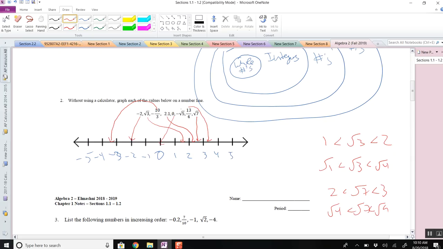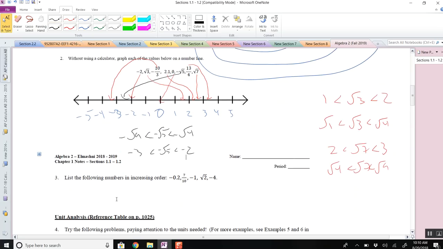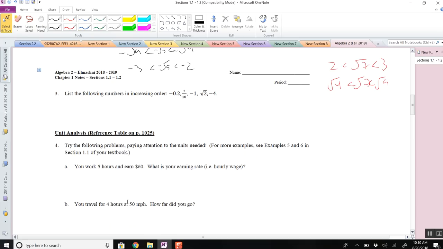And the last one is -root5, which is probably, and I'll do a different color, let's do black, right there. And the reason why I'm going to put it between -3 and -2 is that -root9 and -root4 will be to the left and to the right respectively of -root5, because you get -3 and -2. So what I suggest you do is pause the video, try number 3 on your own, and then after you're done, hit play and see if you get the answer.